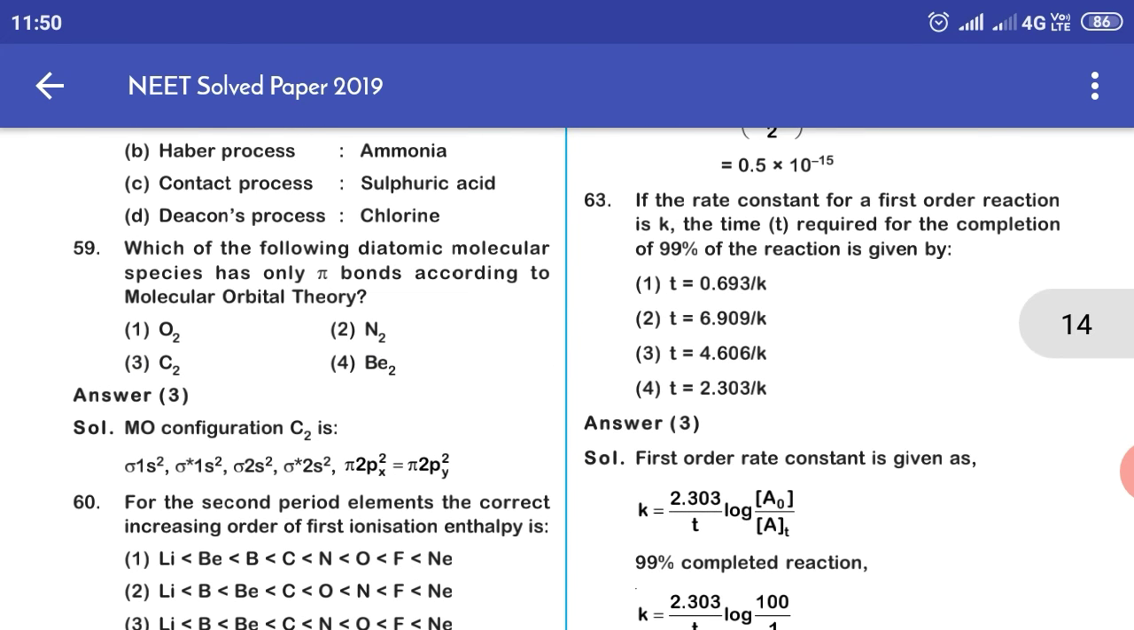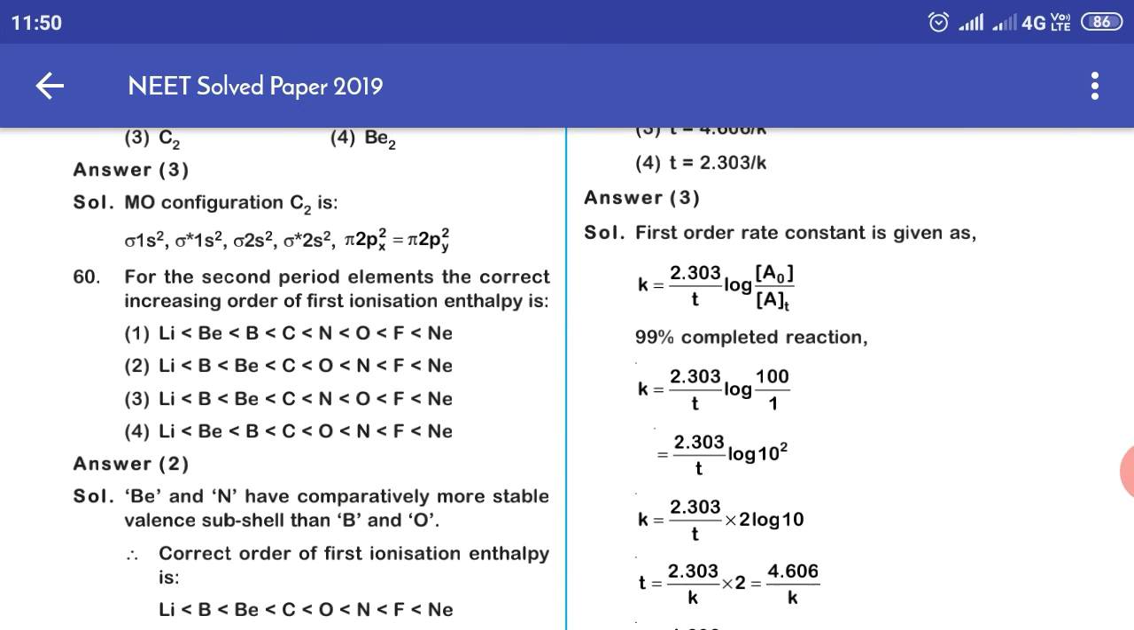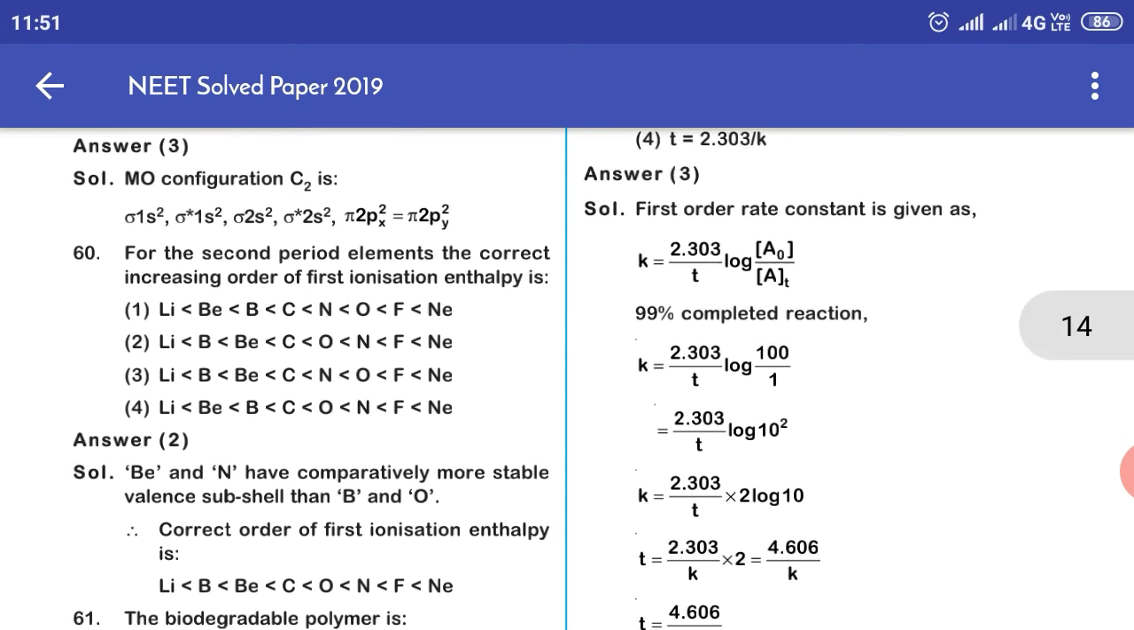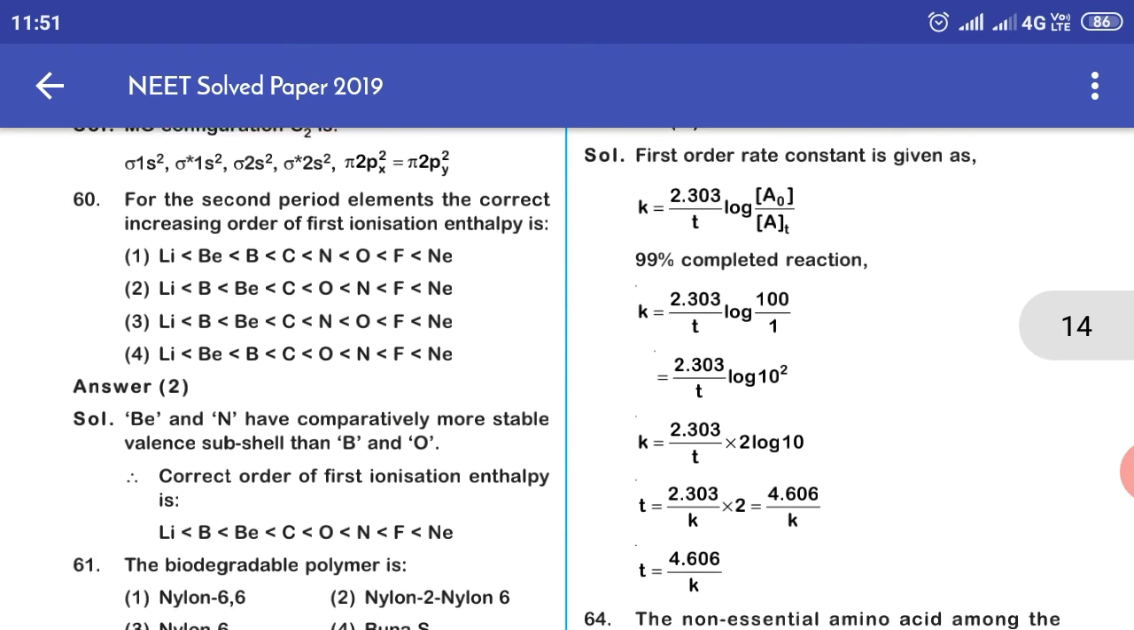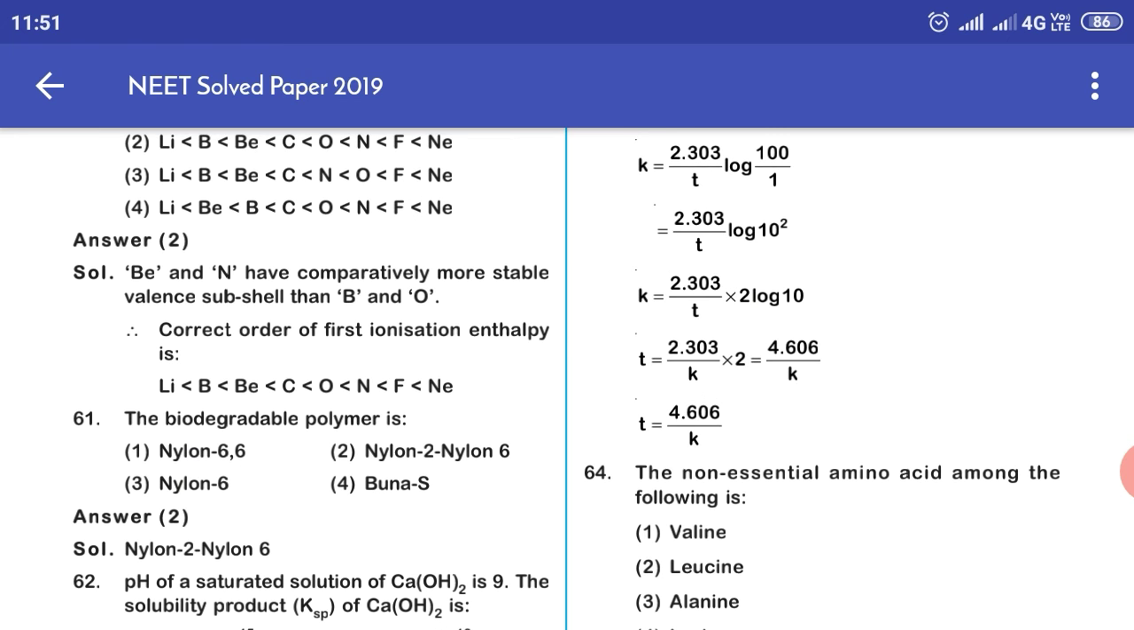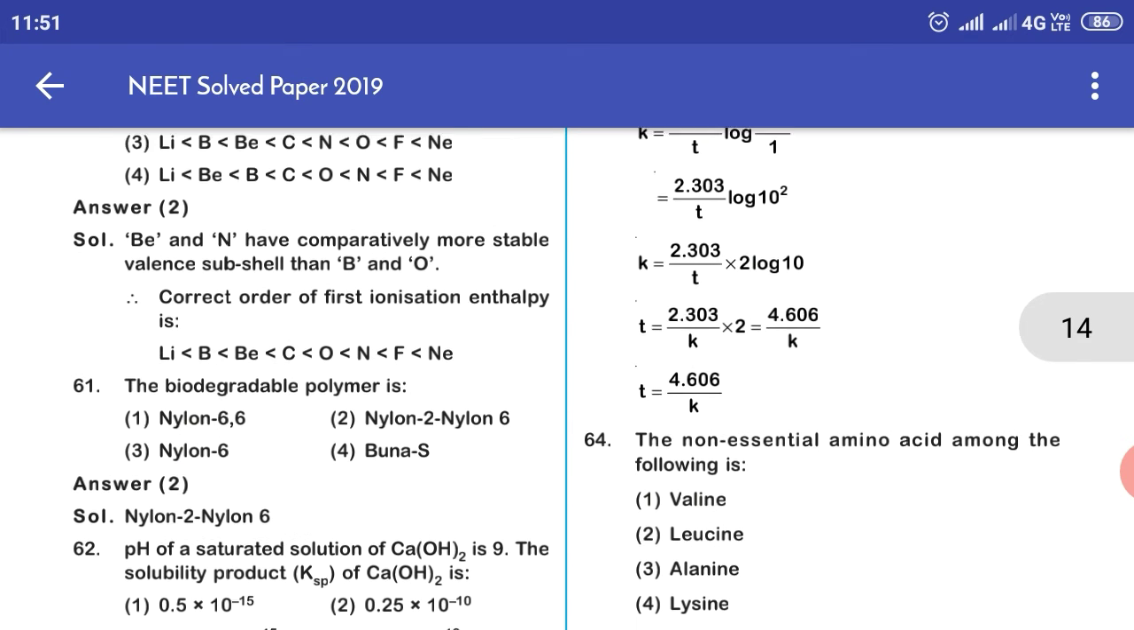If the rate constant for a first order reaction is K, the time required for completion of 99% of the reaction is given by, for a first order reaction, K equals 2.303 by t log A0 by At. 99% complete, so you write 100 by 1, that is 100 minus 99. So 2.303 by t log 10 to the power 2, which is 2.303 by t into 2 log 10, and the answer is 4.606 by K. So t equals 4.606 by K.